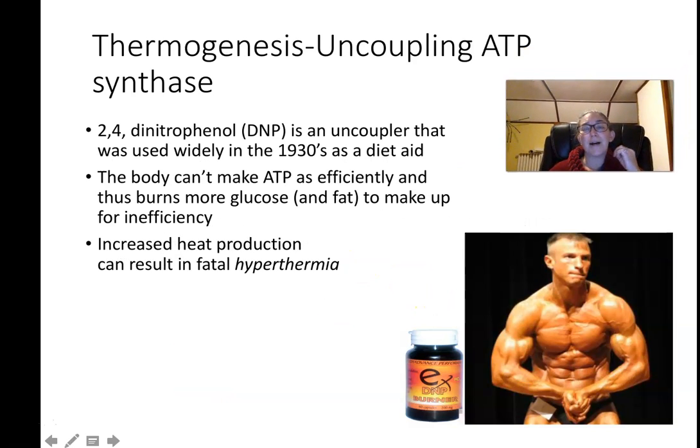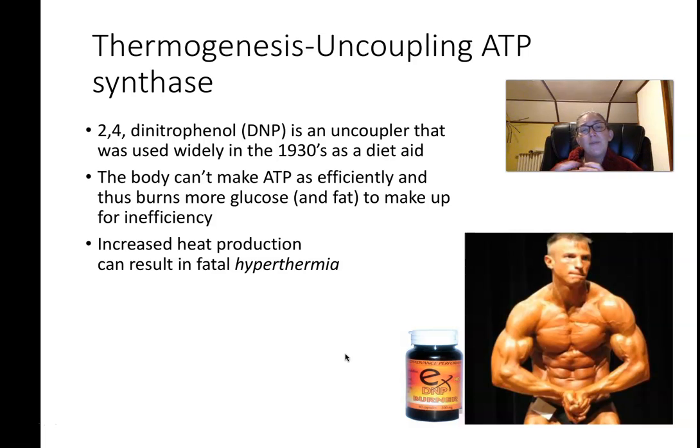So uncouplers can also be consumed in drug form and chemical form. There is a supplement called 2,4-dinitrophenol, or DNP for short, and it was popular in the 1930s as a diet aid, and it is still around. You can still get it at nutrition supplement stores. It's still used by a lot of bodybuilders, but it is dangerous because what it does is it uncouples those reactions of oxidation and phosphorylation to make ATP. And so instead of making more energy, your cells make more heat.